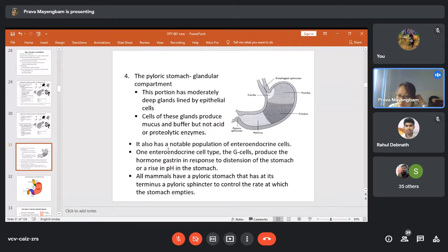It also has a notable population of enteroendocrine cells. One enteroendocrine cell type, called the Z cell, produces the hormone gastrin in response to distension of the stomach or a rise in pH in the stomach. So when the stomach proper is secreting acid, and food is present and distends it, it will stimulate the Z cells present in the pylorus, leading to secretion of gastrin hormone.